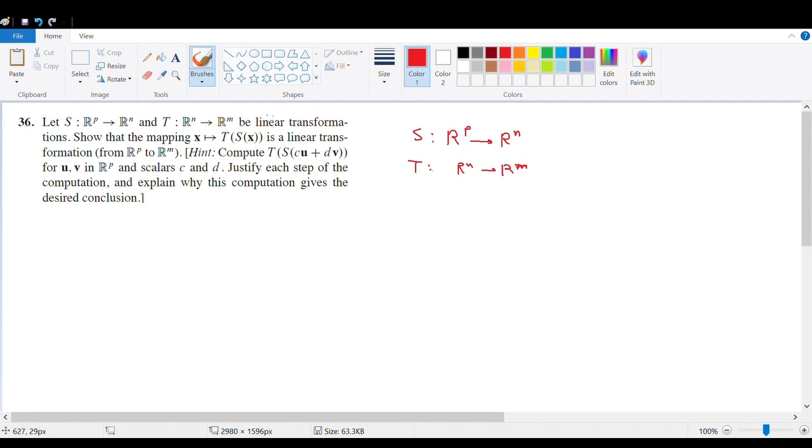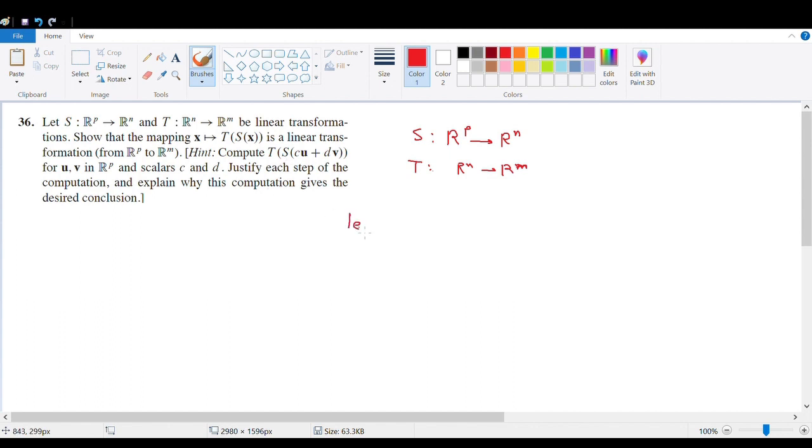So now show that the mapping x to T(S(x)) is a linear transformation from Rp to Rm. Hence compute T(S(cu plus dv)) for u, v in Rp and scalars c, d. Justify each step for the computation and explain why this computation gives the desired conclusion. So now we need to show that T(S(cu plus dv)) is linear. That means it is equal to cT(S(u)) plus dT(S(v)).